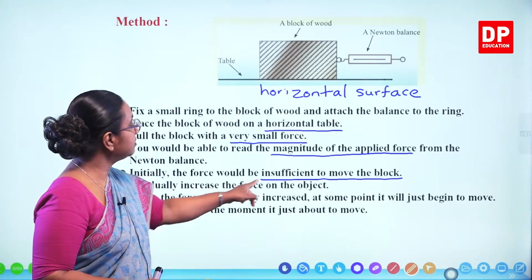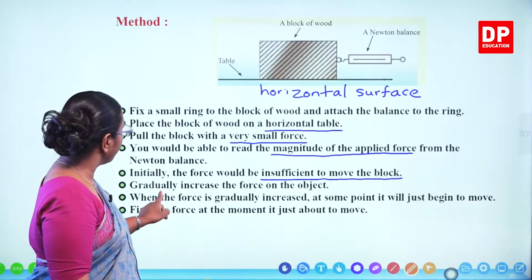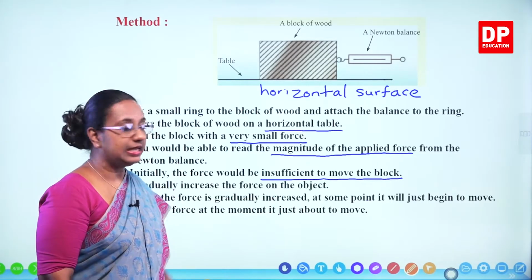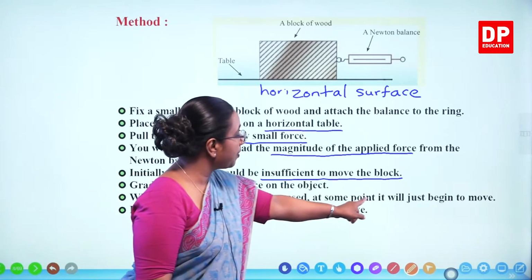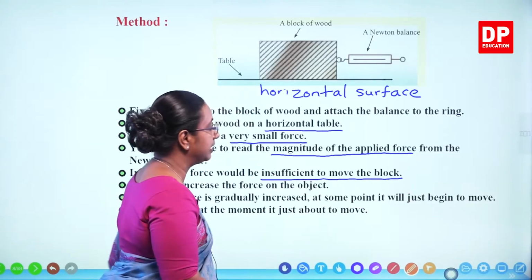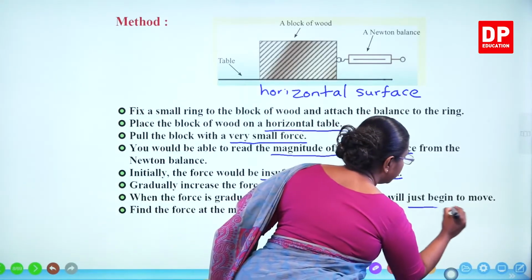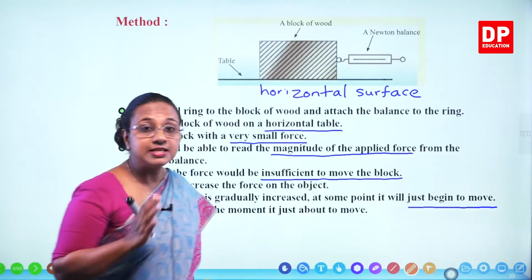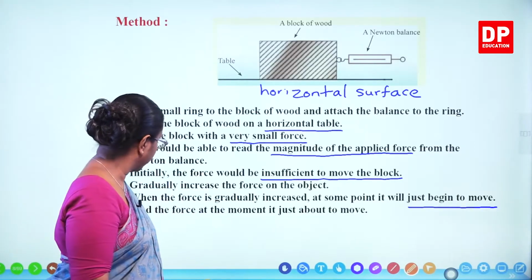Gradually increase the force on the object. When the force is gradually increased, at some point it will just begin to move. So here you can see it will just begin to move.